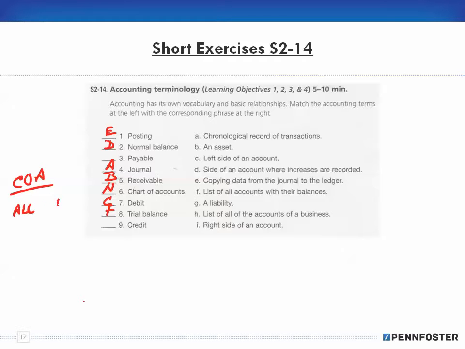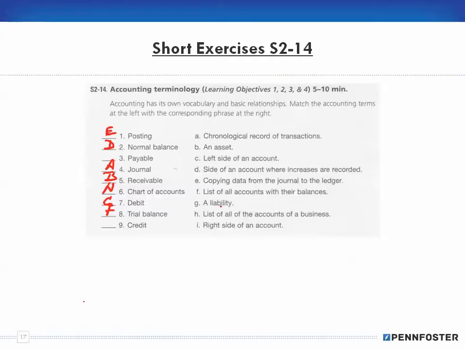So the trial balance is a listing of all the accounts plus their balances. The trial balance can be derived from the chart of accounts. Remember, you think about the chart of accounts more as a table of contents of the books of accounting for a business, whereas the trial balance is that table of contents, but it also includes the balances in those ledger accounts.